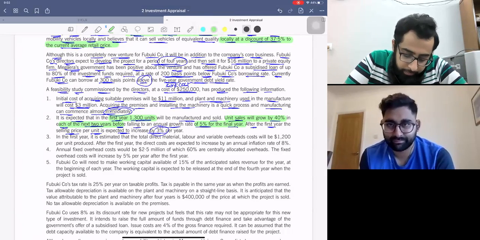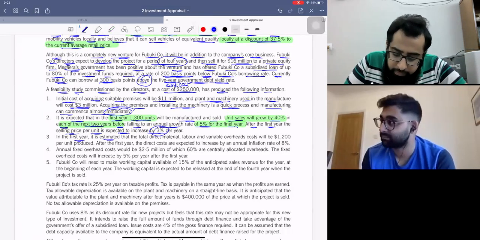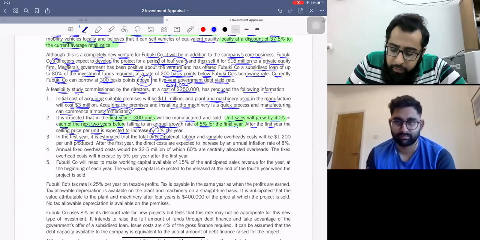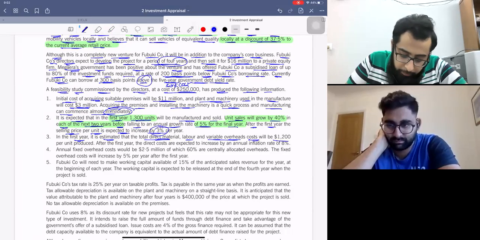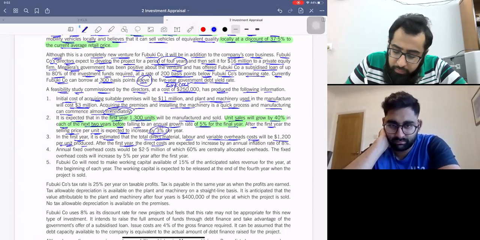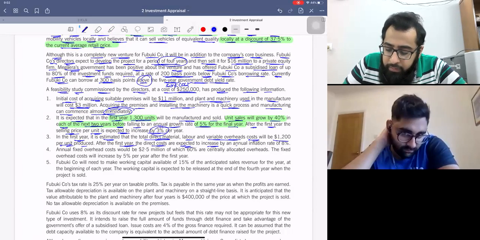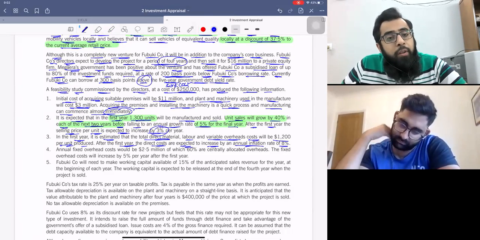Now, in the first year, it is estimated that total direct material, labor, and variable overhead cost will be $1,200 per unit produced. After the first year, the direct costs are expected to increase by an annual inflation rate of 8%.